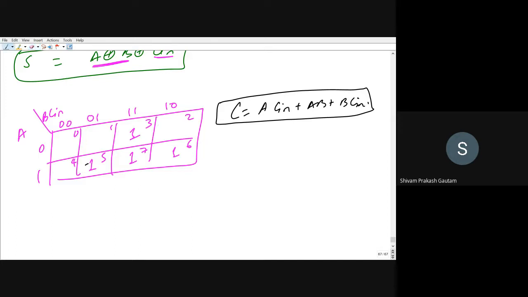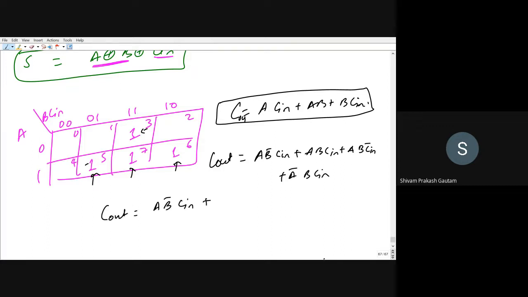So just see, this is for C out. The minterm is present at fifth. At fifth, what will be the variable? A, B bar, C in, plus seventh. Seventh is A, B, C in, plus sixth, it is A, B, C in bar, plus third, it is A bar, B, C in, right? Again, I'm rewriting: A, B bar, C in, plus A, B, C in, plus A, B, C in bar, plus A bar, B, C in. This will be the expression.